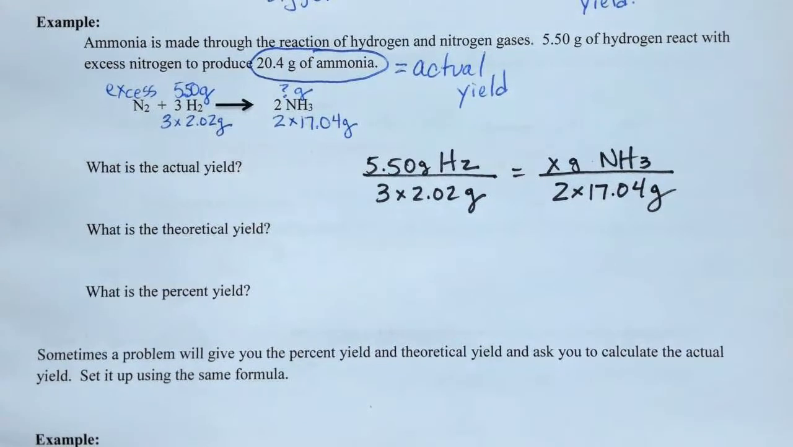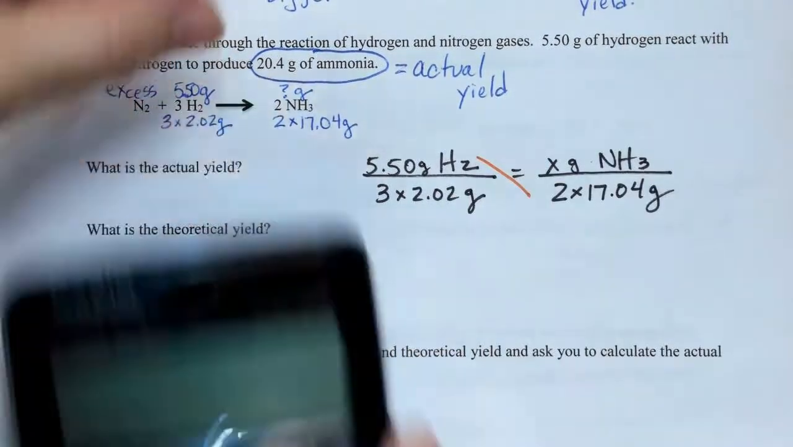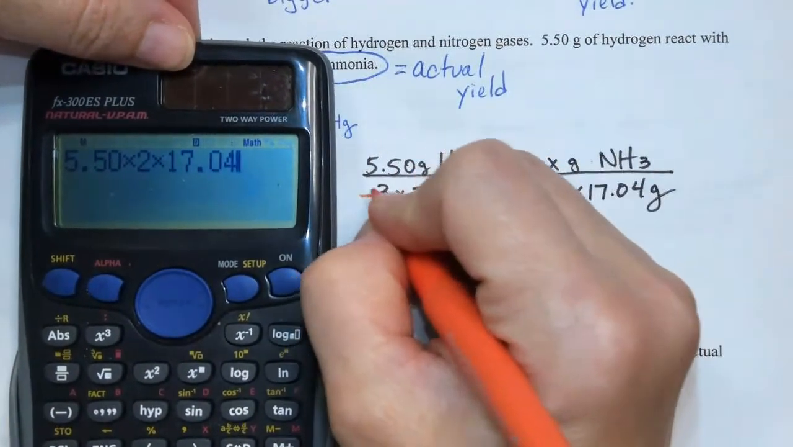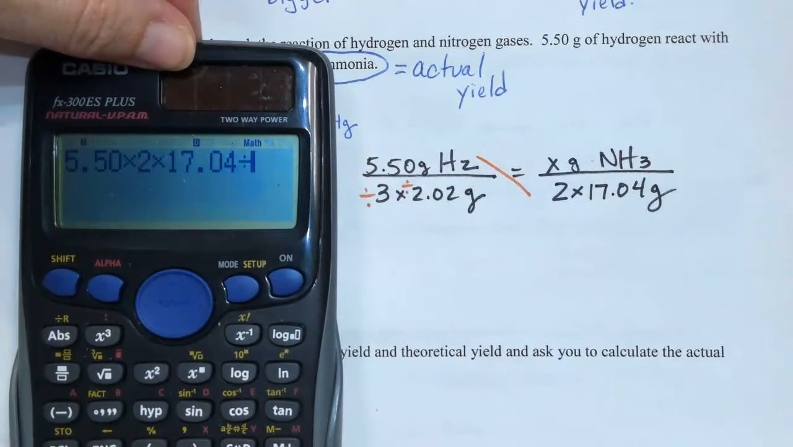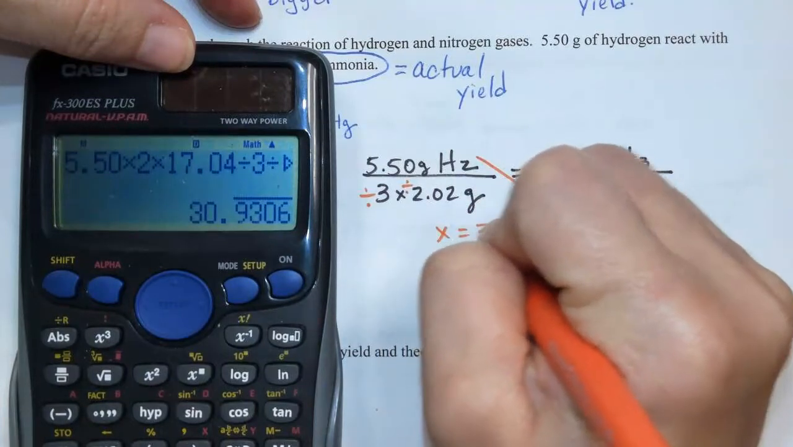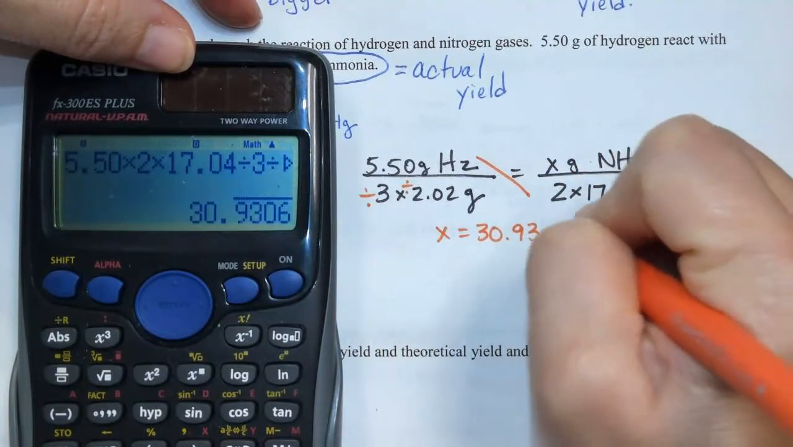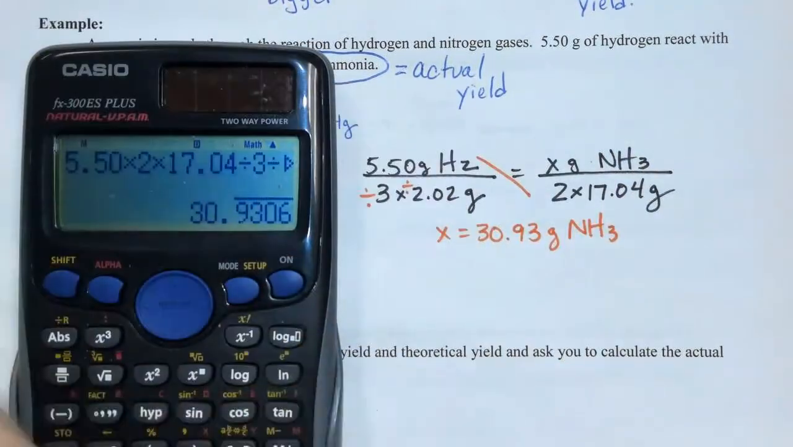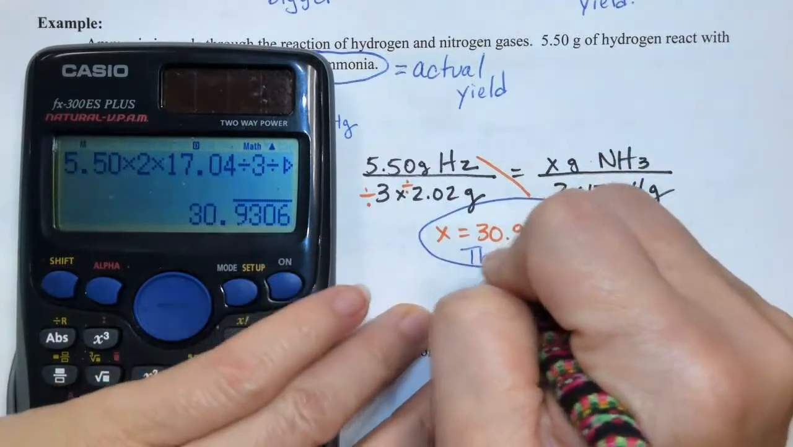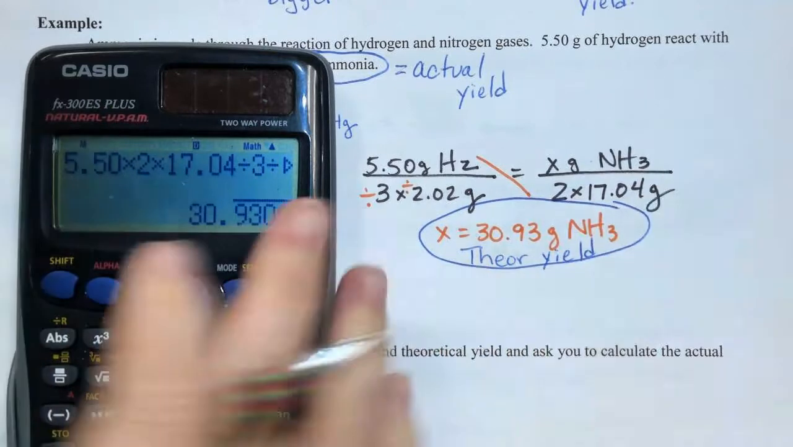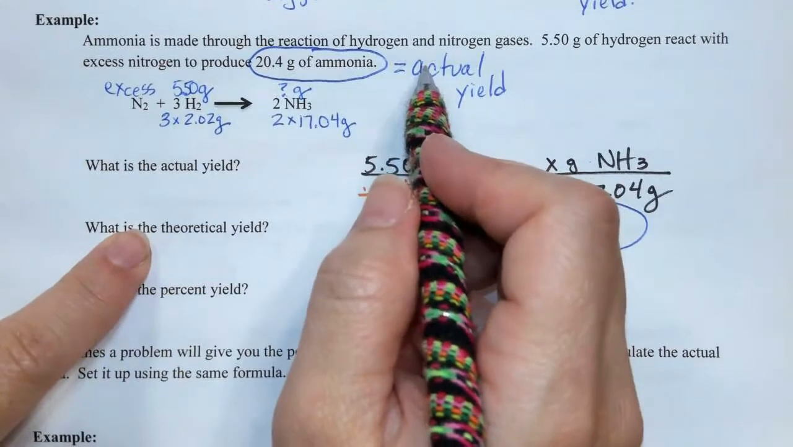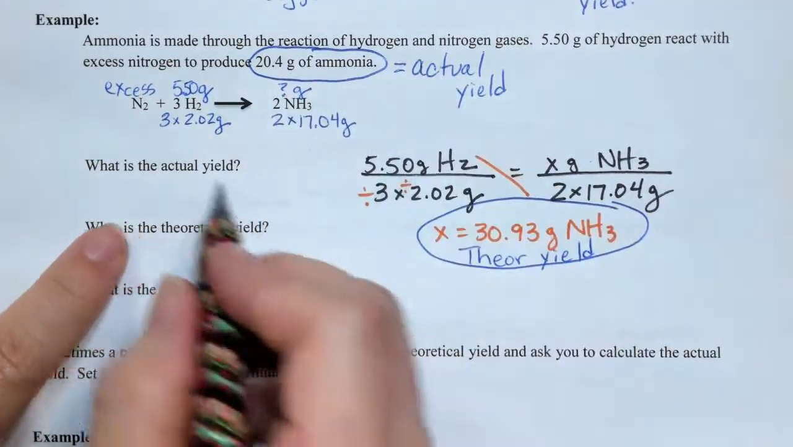When I do the cross multiplication here, I get 5.50 times 2 times 17.04 divided by 3 divided by 2.02, and that's going to get us X equals 30.93 grams of ammonia. And it's important again to note that this value right here is our theoretical yield of ammonia. So now that I have my theoretical yield by doing a proportion and my actual yield, which is given to me in the calculation, I have this here.